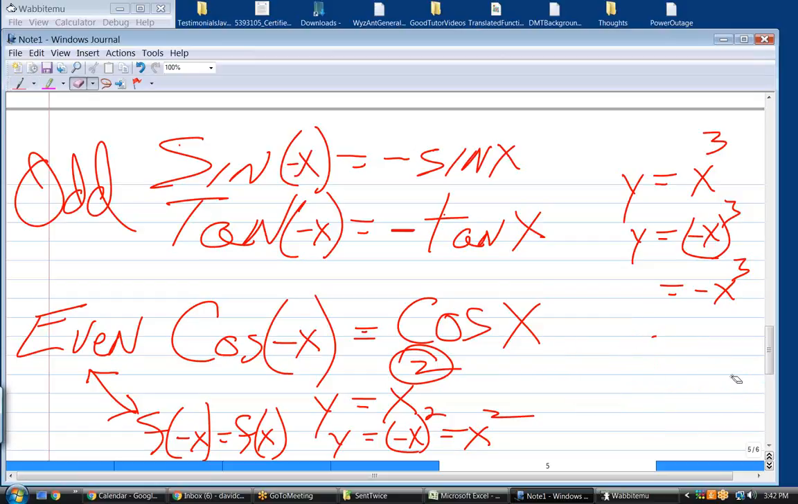You don't use this that often, and it can be tough to memorize which one's odd and which one's even. But cosine is even, sine and tangent are odd. And it goes for the reciprocals also. In other words, if sine and tangent are odd, then cosecant and cotangent are also odd.